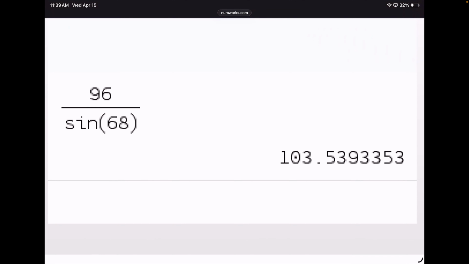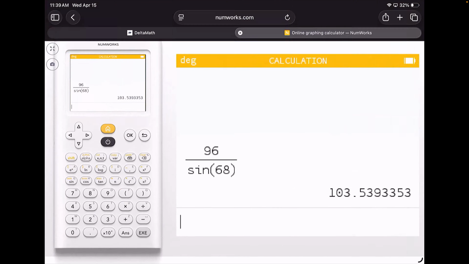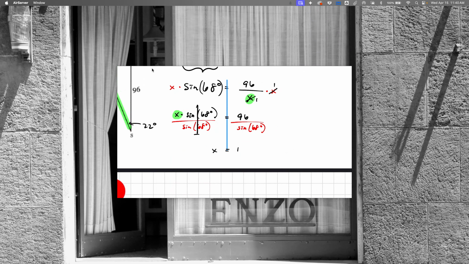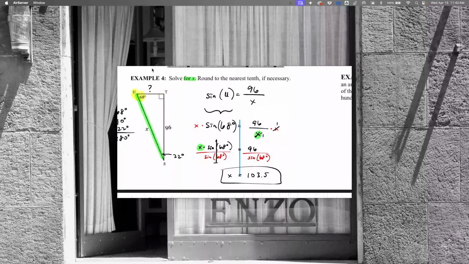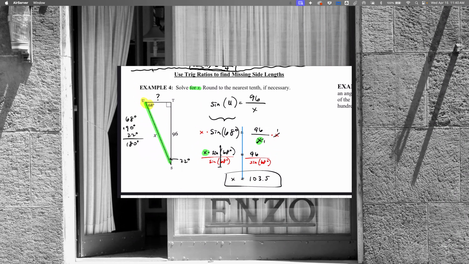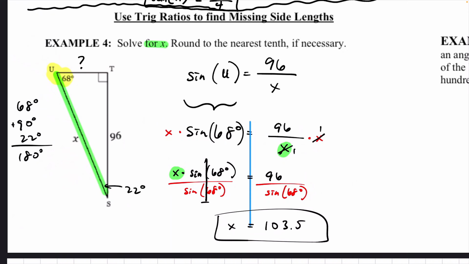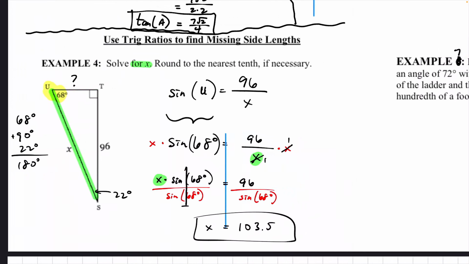103.53933353. What did it say to round to? The nearest tenth, right? Which number there is in the tenths? 5. So 5 can stay or go up? Stay. So 103.5. It didn't say meters, inches, feet, so we'll just leave it 103.5. Okay. So the missing side is 103.5.